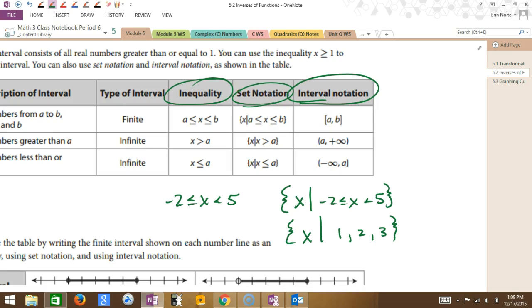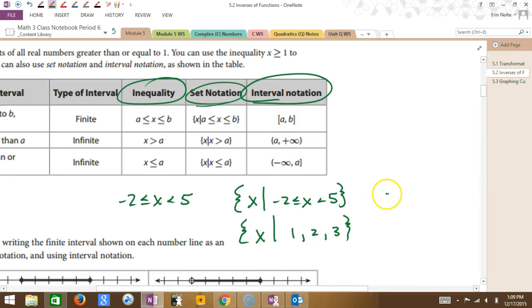It basically ends up looking like an ordered pair. So if I'm going to list that area between -2, which is included, and 5, which does not include 5, I would list it like this. So there's this bracket. The bracket is saying I include the value of -2, and then the parenthesis says I do not include the value of 5.